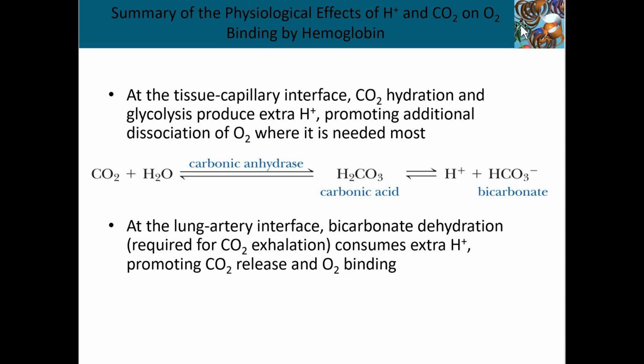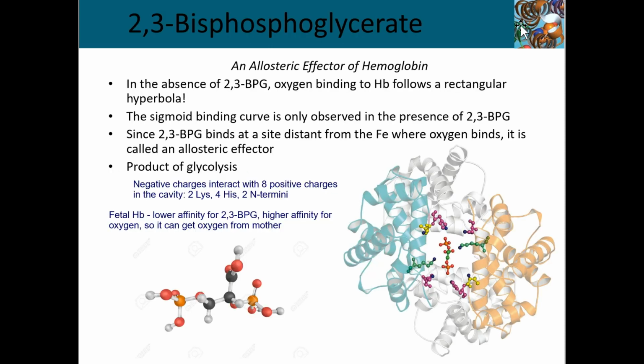Already gone through this, which was nice. So let's talk about BPG, or 2,3-bisphosphoglycerate. So this is a really important allosteric regulator because the orientation of 2,3-BPG actually changes the entire kinetics of the allosteric regulation of hemoglobin. And if you take BPG out of the picture, you actually get this odd rectangular hyperbola structure to the kinetics. But that's just not the case.